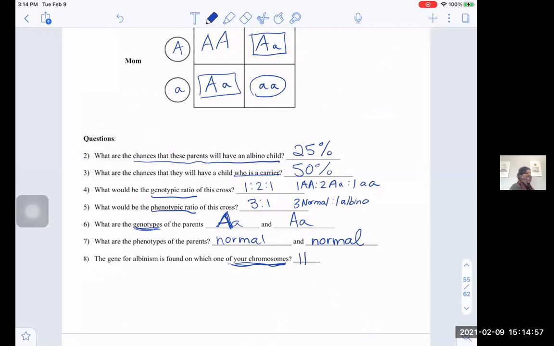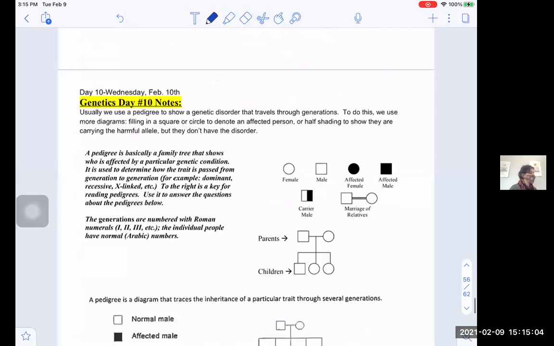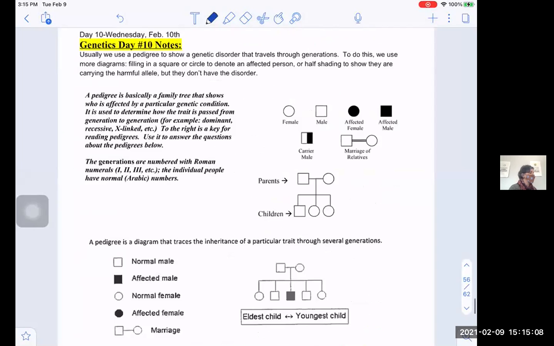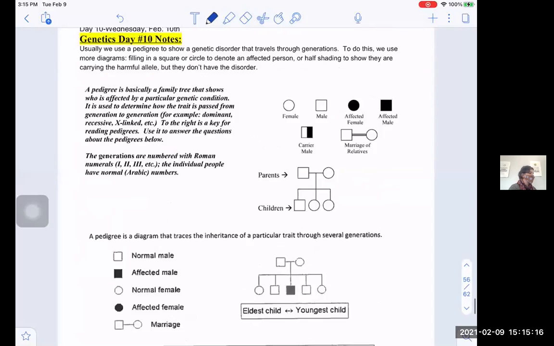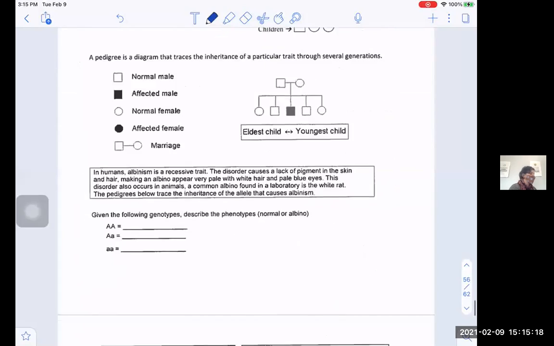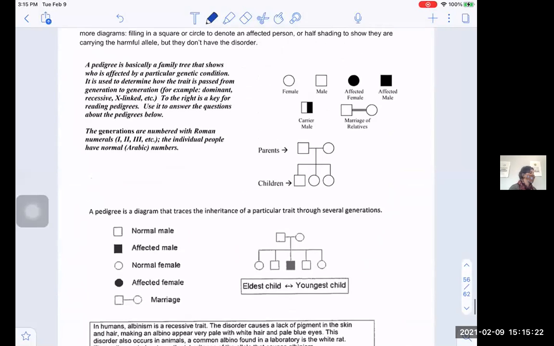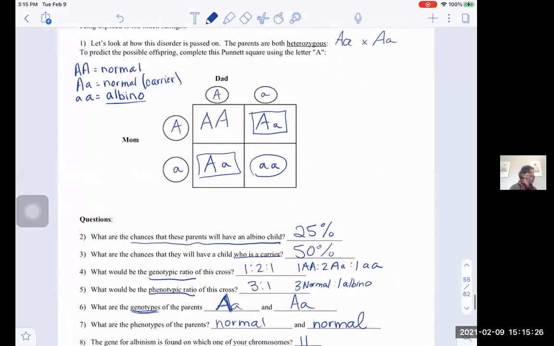All right, so there is no homework assignment underneath these notes. We jump right into genetics day 10. Tomorrow we're going to start looking at how you track these different types of inheritance patterns in a pedigree. If you wanted to take a look at this ahead of time, feel free, but this is what we're going to do tomorrow.